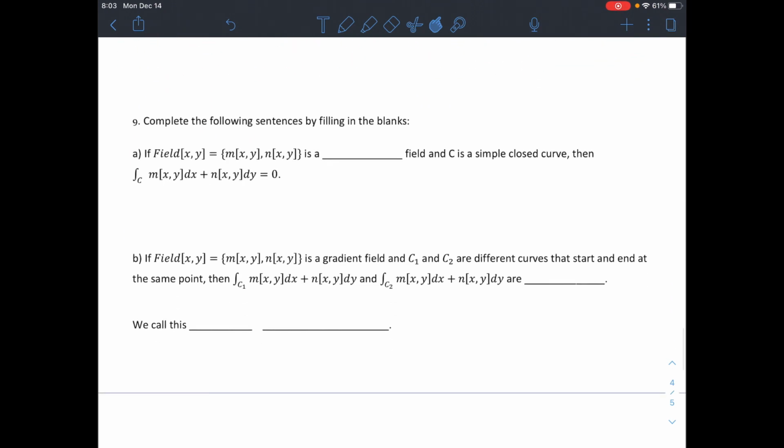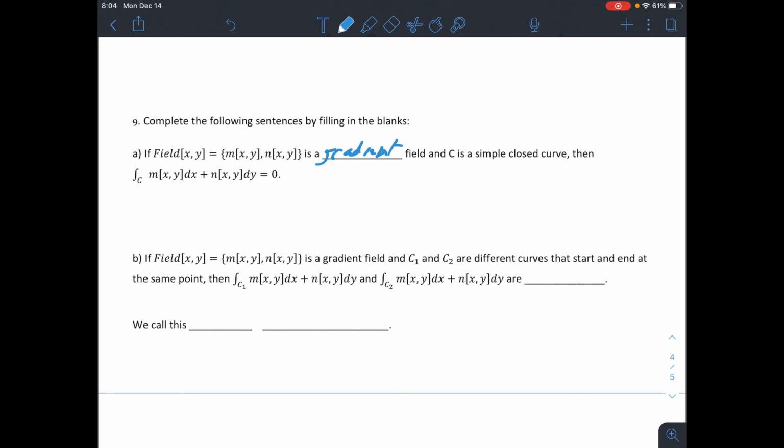All right, the last question here, I just want a couple fill in the blanks just to kind of remind you what some things you hopefully learned in this chapter here. If field Mn is a gradient field, the most important field of all, and C is a simple closed curve, the integral along C of M plus N will always be 0.